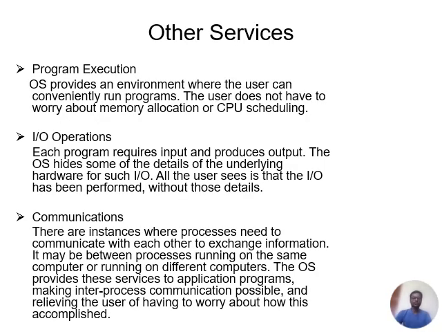Other services of OS: program execution, input and output operations, and communications are the other services of an operating system. The first one is program execution. The operating system provides an environment where the user can conveniently run programs. The user does not have to worry about memory allocation or CPU scheduling.